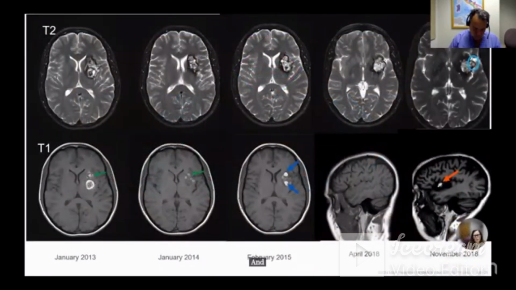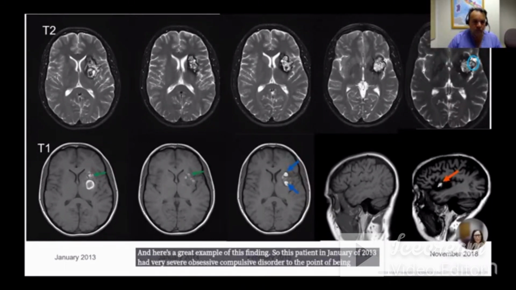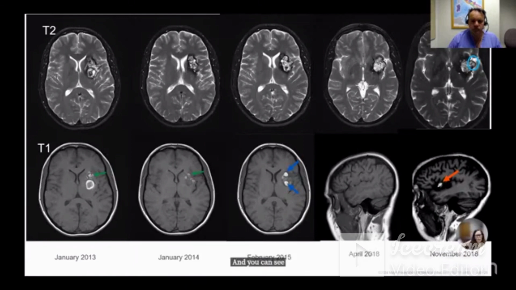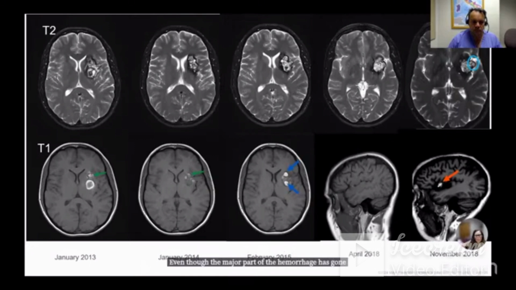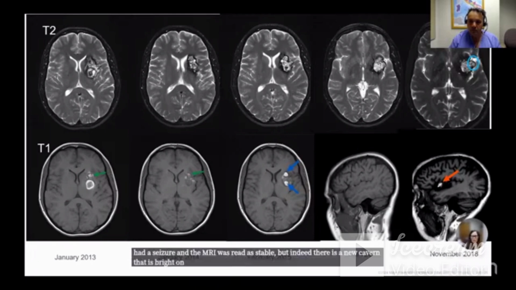And here's a great example of this finding. This patient in January of 2013 had very severe obsessive compulsive disorder to the point of being hospitalized, and she had not had that before. This lesion that involves the caudate head, we think was symptomatic, and you can see the hemorrhage. You can see in January of 2014 at the green arrow that there was some persistent high T1 signal, even though the major part of the hemorrhage has gone to an isodense appearance. In February 2015, without any new symptoms, she had two areas of what I would consider asymptomatic hemorrhage or intracavernous thrombosis at the blue arrows. And then in late 2018, she had a seizure, and the MRI was read as stable, but indeed there is a new cavern that is bright on T1, suggestive of asymptomatic hemorrhage.